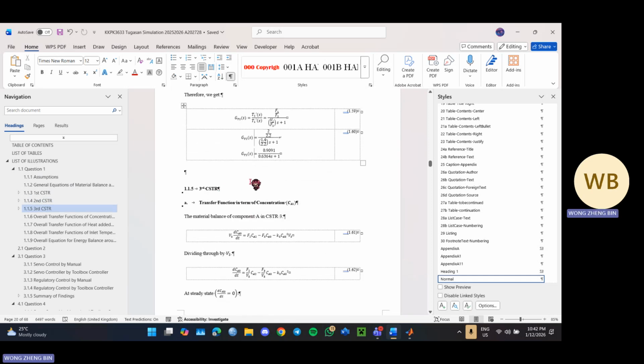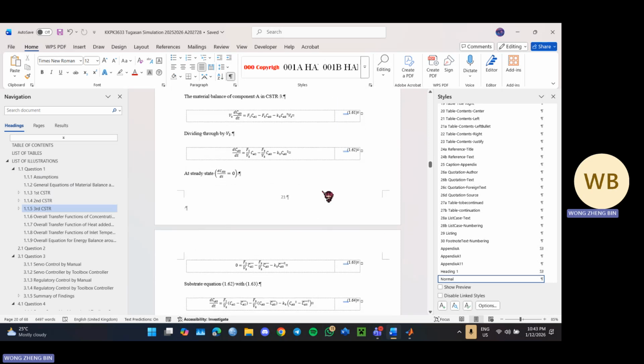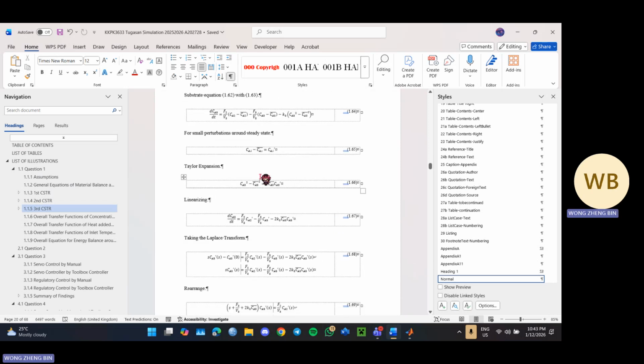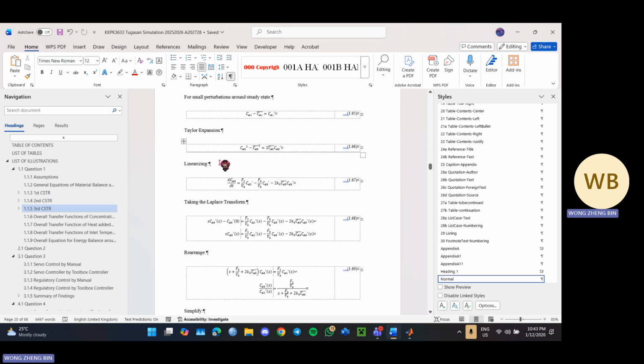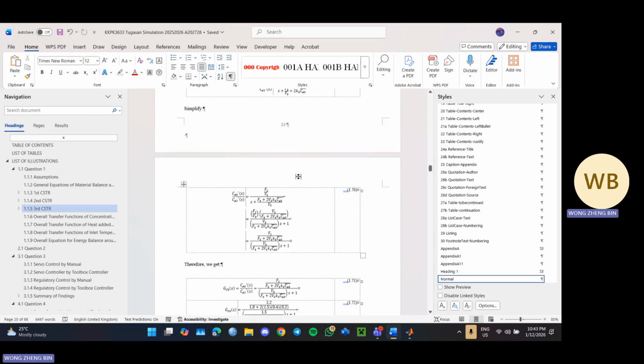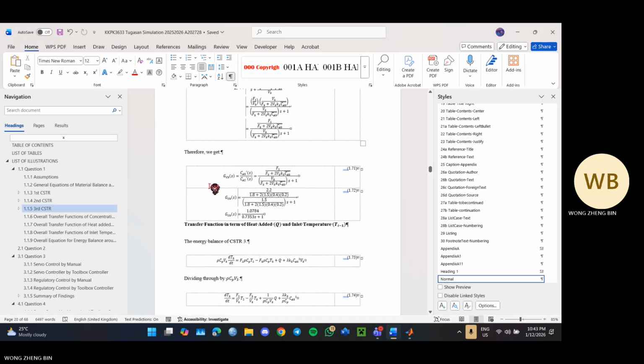For the third CSTR, things will be a bit different because the reaction is second order. So we will need to perform linearization using Taylor expansion. At this part, you can see we perform Taylor expansion and linearize the square part into a linear form. This is our linearized term. Then we substitute this linearized term into the equation, and we can get the linearized transfer function for the material balance. So this is our transfer function for the third concentration.